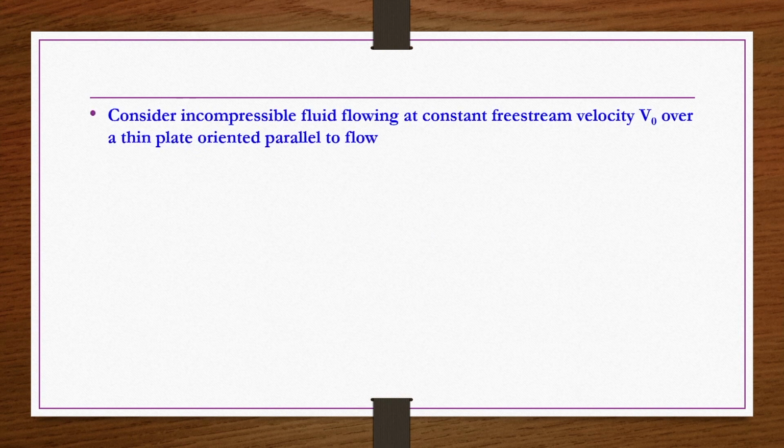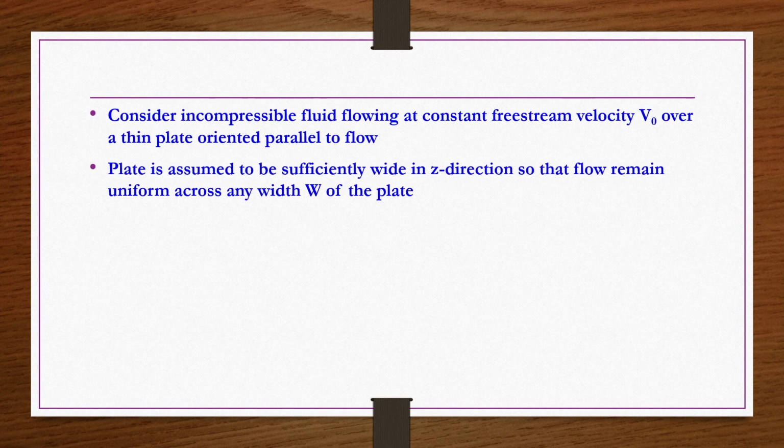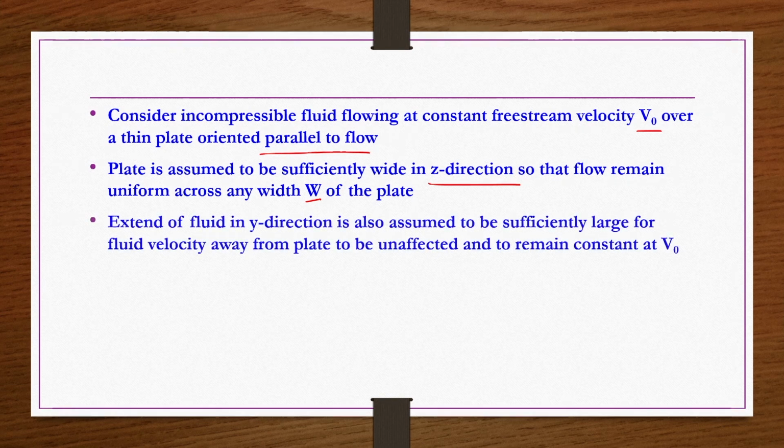So, whatever we discussed here is provided as notes here. Consider an incompressible fluid flowing at constant free stream velocity V naught over a thin flat plate oriented parallel to the flow, and the plate is assumed to be sufficiently wide in the z direction, so that the flow remains uniform across any width w of the plate. In the z direction, the width of the plate is w, and the extent of the fluid in the y direction is also assumed to be sufficiently large for the fluid velocity away from the plate to be unaffected and remain constant at V naught.